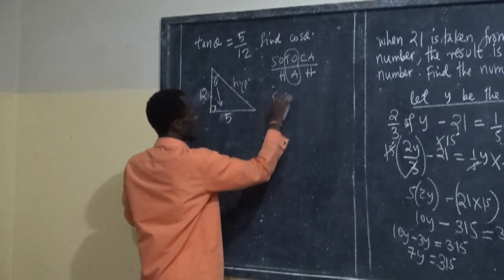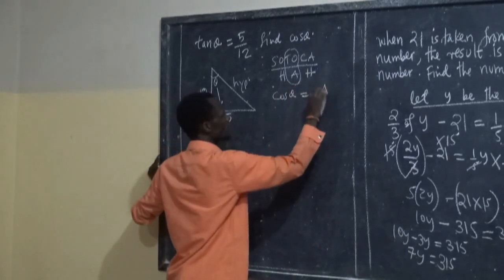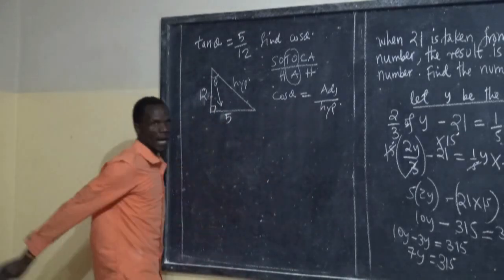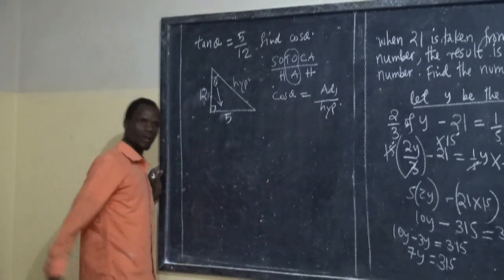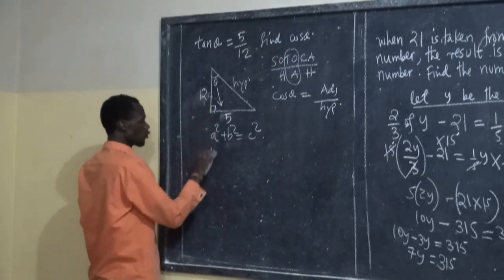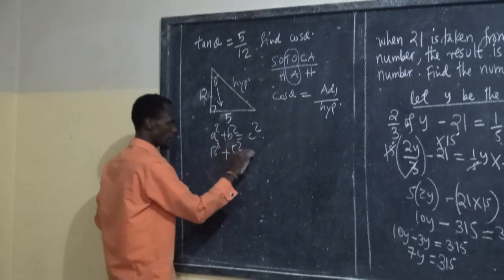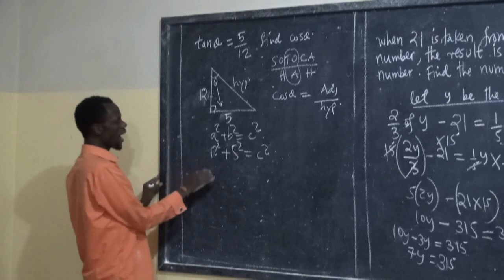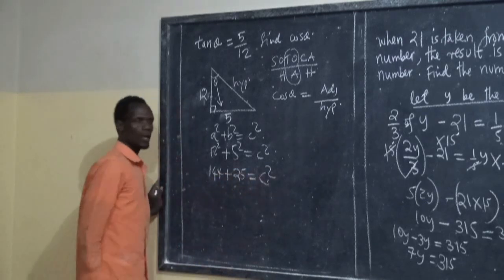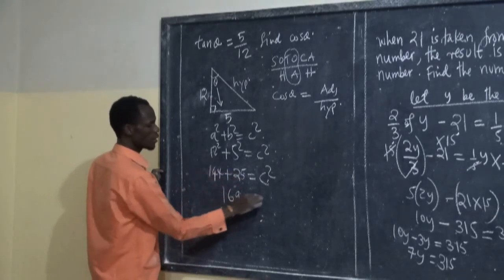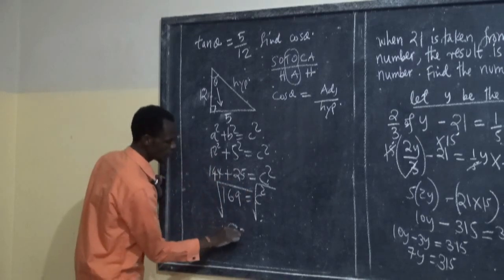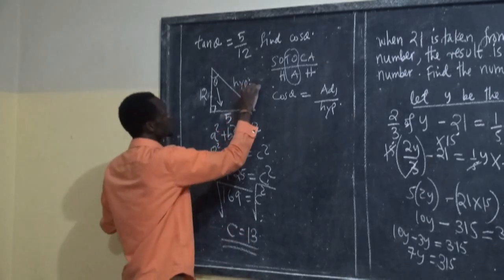The question is to determine the cosine of theta. Cosine is equal to adjacent over hypotenuse. Now we have adjacent which is equal to 12, but we don't have the hypotenuse. Now we have to apply Pythagoras theorem. That is a squared plus b squared is equal to c squared. Then 12 squared plus 5 squared is equal to c squared. Then from there 144 plus 25 is equal to c squared. That is to say 169 is equal to c squared. But we are looking for c, so we take the square root of both sides. Then we have c is equal to 13. Now our hypotenuse is equal to 13.